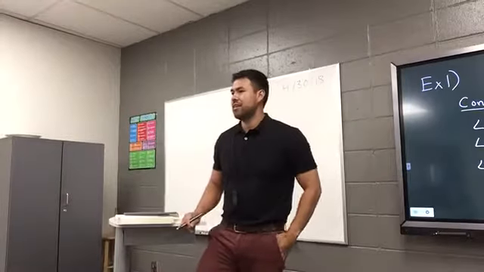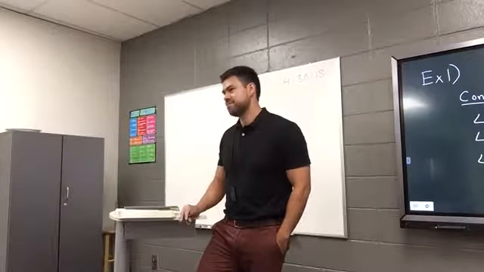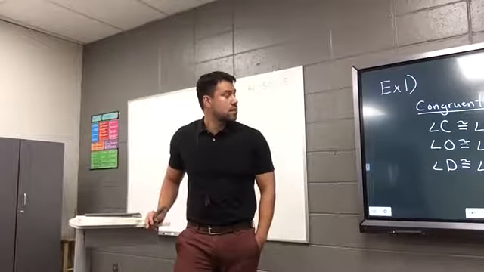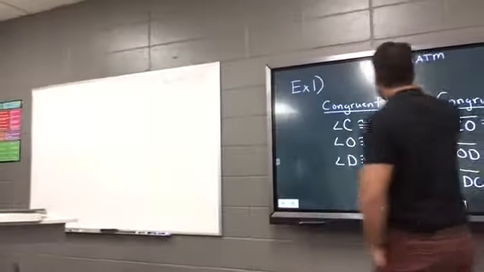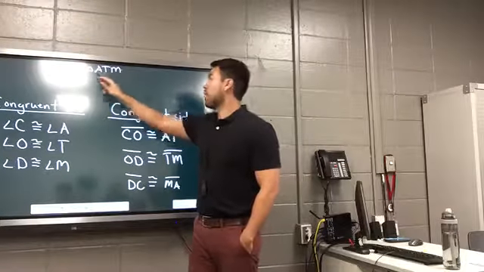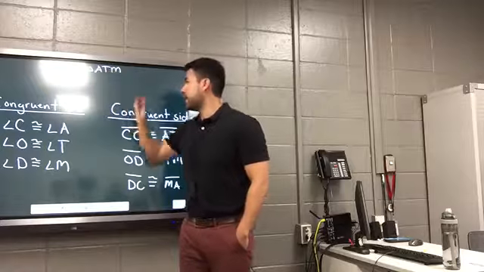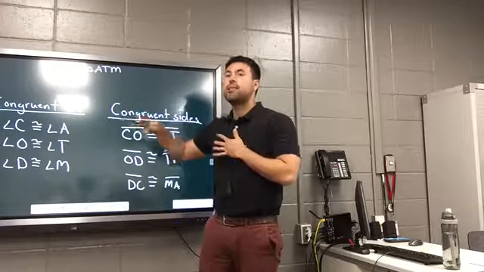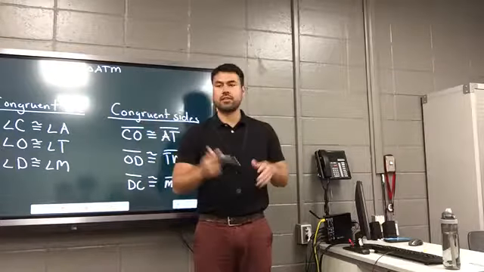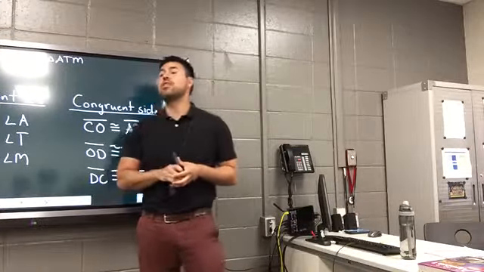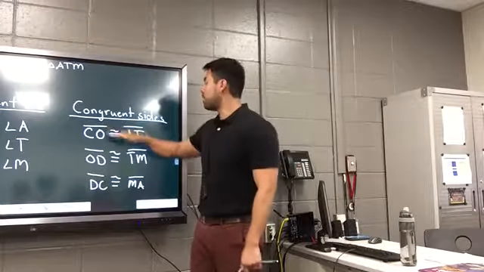Go ahead. Wouldn't it be DC is congruent to AM? So you're saying DC is congruent to AM, but the order matters, so DC and MA. You could have said segment CD is congruent to AM, but not flip one and not the other. Couldn't you do a lot of other ones though? You could do a lot of other ones, but they're all going to be matched up.